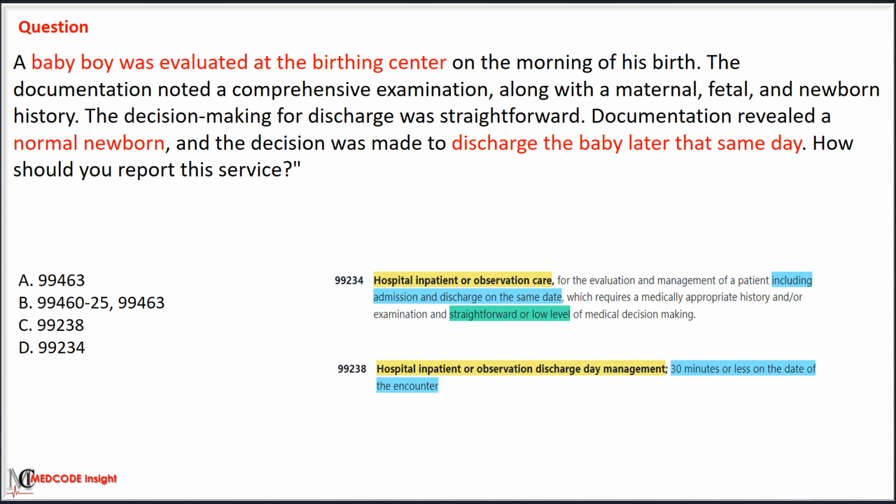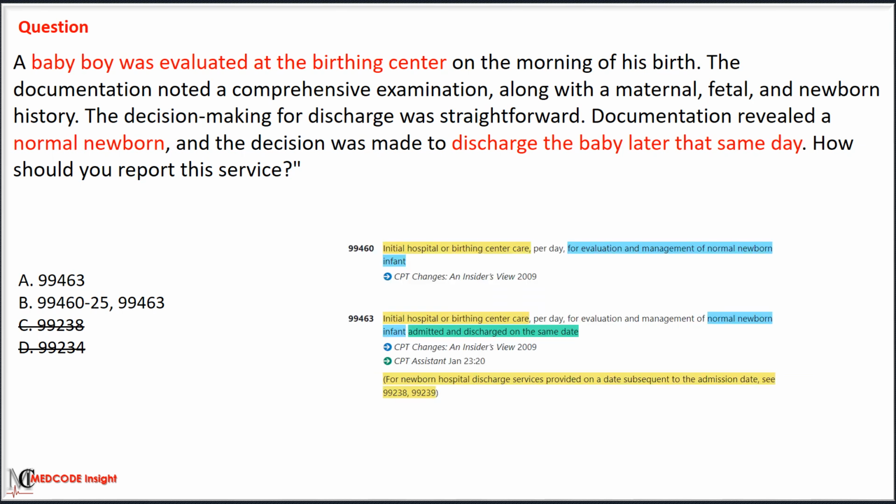As the baby boy was evaluated at the birthing center on the morning of his birth and documentation revealed a normal newborn, for evaluation and management services for the newborn, we use codes 99460 to 99463. We first eliminate option C, which includes code 99238, which is used for newborn hospital discharge services provided on a date subsequent to the admission date. We will also eliminate option D, which includes code 99234, which is used for hospital inpatient or observation care services for the evaluation and management of a patient, including admission and discharge on the same day.